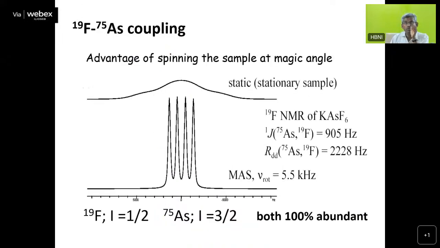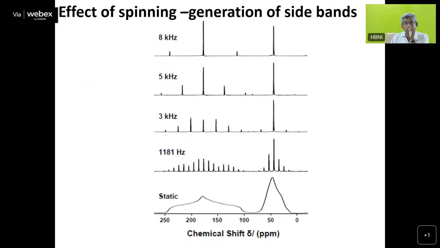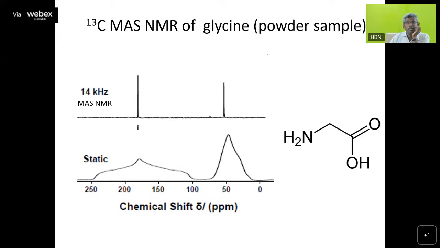Now, before going to this one, I will just show you this one. This slide also I have taken from the same glycine molecule. Here it is static and here it is rotated at a spinning frequency of 14 kilohertz. You get a relatively sharp line. There is a small peak here, we don't know what it is. But two peaks are seen, which are characteristic of this methyl group and of the C double bond.